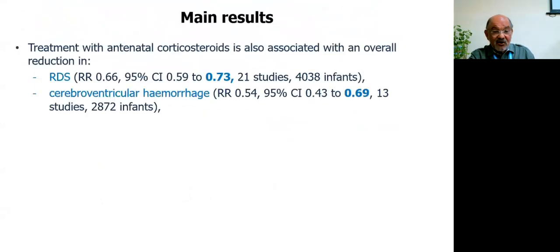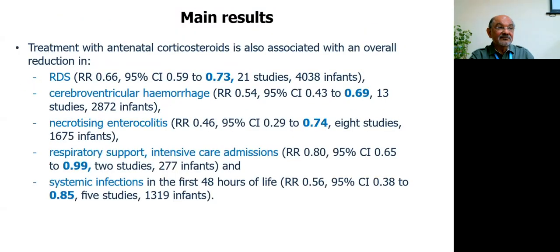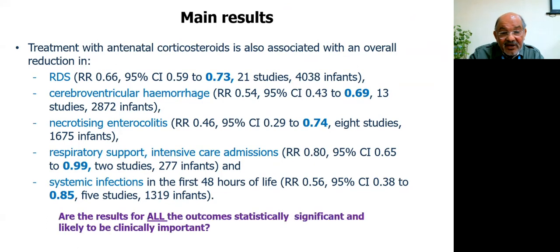What it also told me was about lots of other outcomes, because different studies have different outcomes. And if you're interested in them, you can pool those outcomes also. I want you to look at all these results and tell me, are these results statistically significant as well as likely to be clinically important?